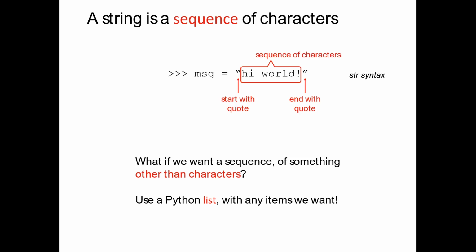When we create a string, it's got to start with a quotation mark. It ends with a quotation mark. I've got a sequence of characters in there. It doesn't actually have to have any characters. It can be an empty string. So this is the syntax to create a string.